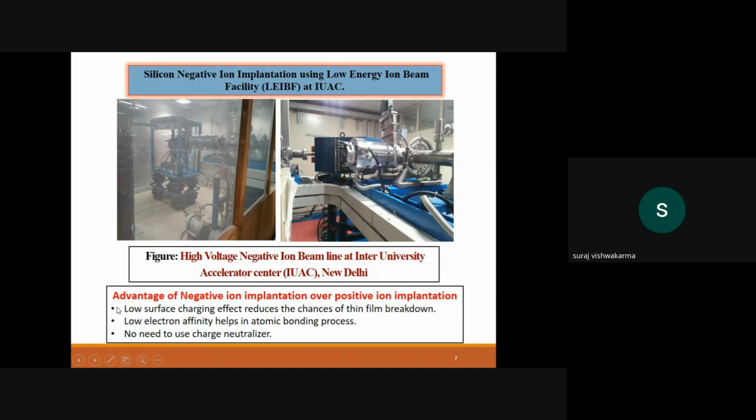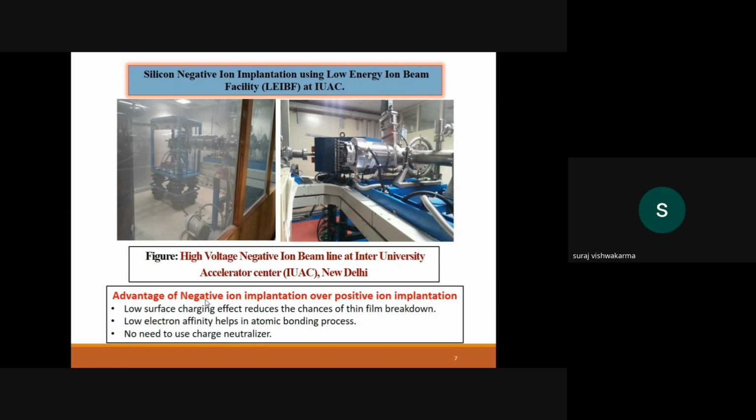So, the advantage of negative ion implantation. In our research, we have not used normal silicon, like silicon positive ions, which are generally used. We have used silicon negative ions. Then what is the reason behind it?